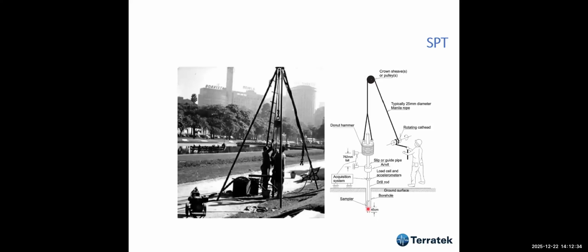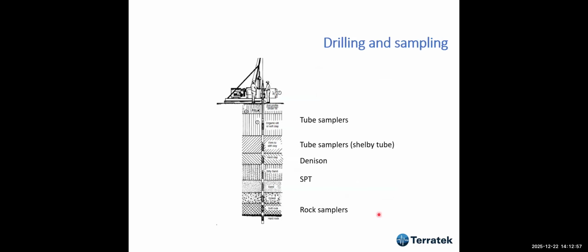And usually we count for the first 15 centimeters, the second 15 centimeters, and the last 15 centimeters, 45 centimeters being the maximum the sampler can go into the soil. And then we just take the number relative to 30 centimeters of the sampler. This is very standard. We're going to talk about this later on.